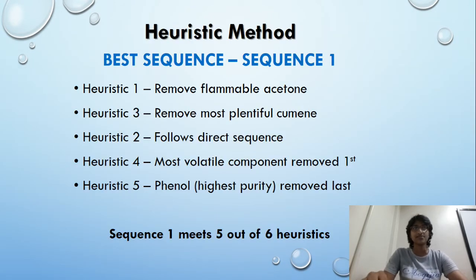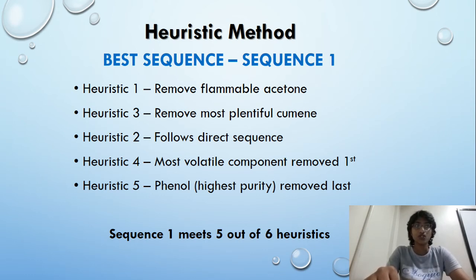The heuristic method gives a guideline on how to separate components effectively. We used heuristic 1 to remove flammable acetone to prevent any possible explosions from occurring. We use heuristic 3 to remove the most plentiful component, which was cumin. After removing acetone, cumin was produced in abundance, and therefore this was removed from the second distillation column.